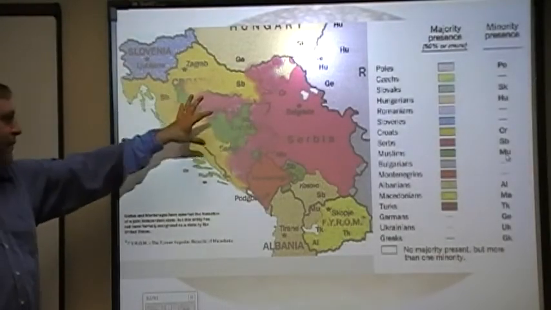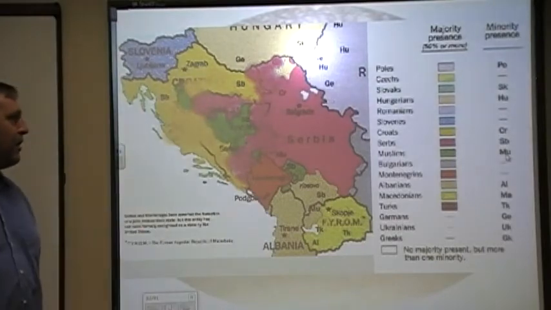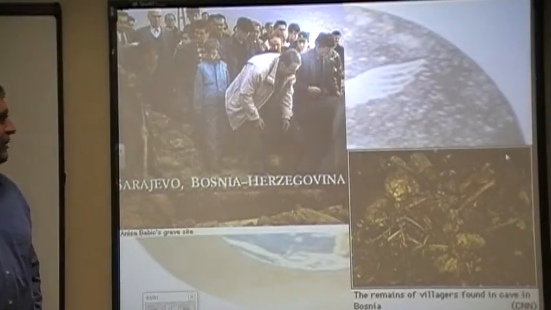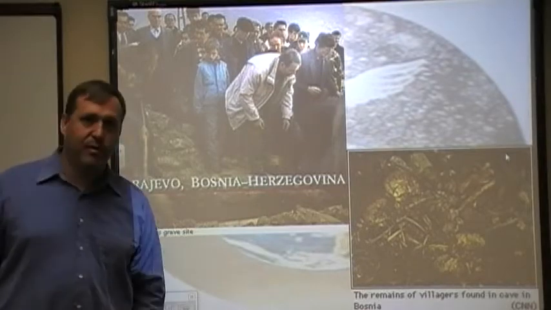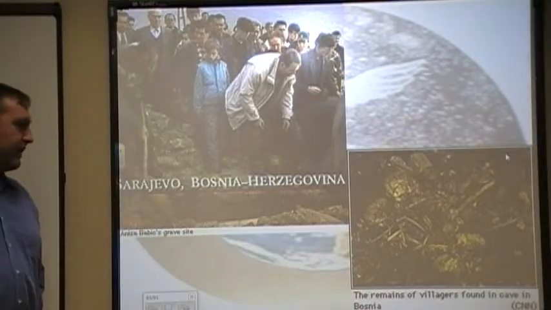Now this is the ethnic map where you can see these little pockets of these different people from all over the place. And these are the mass graves of these people that are herded off and just shot.